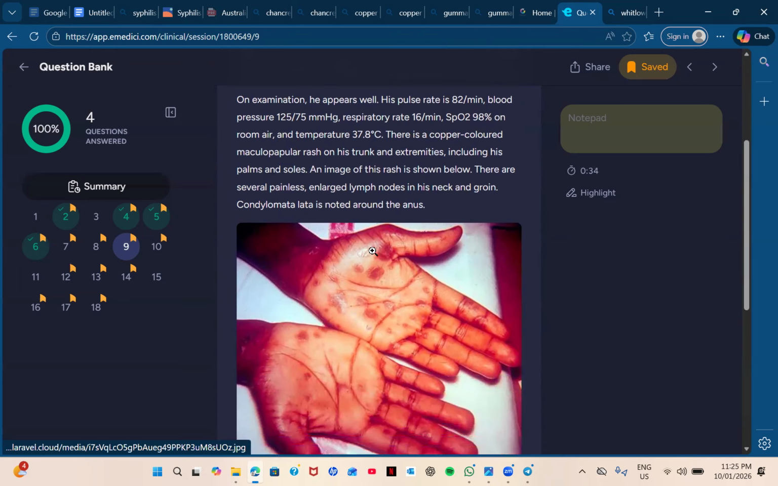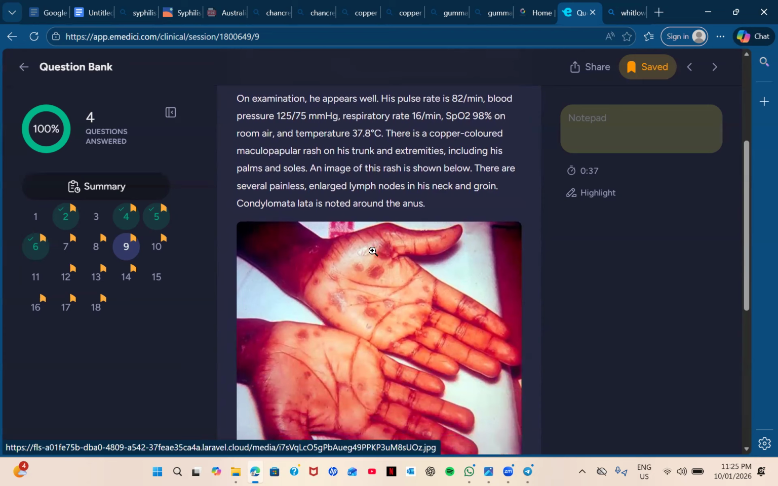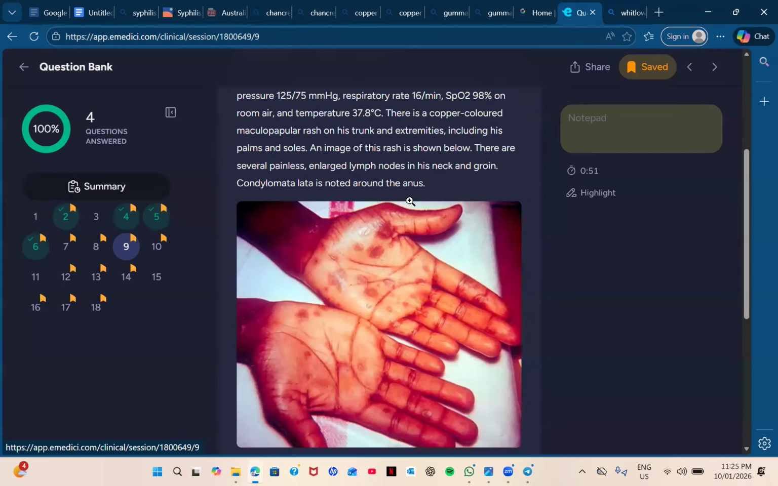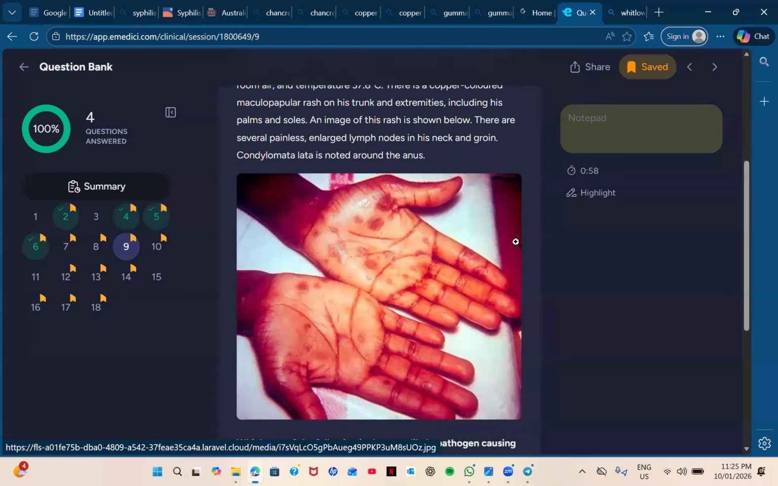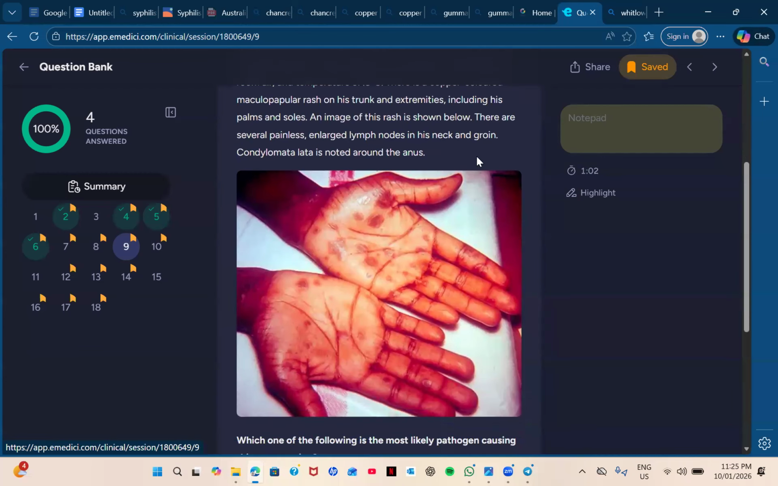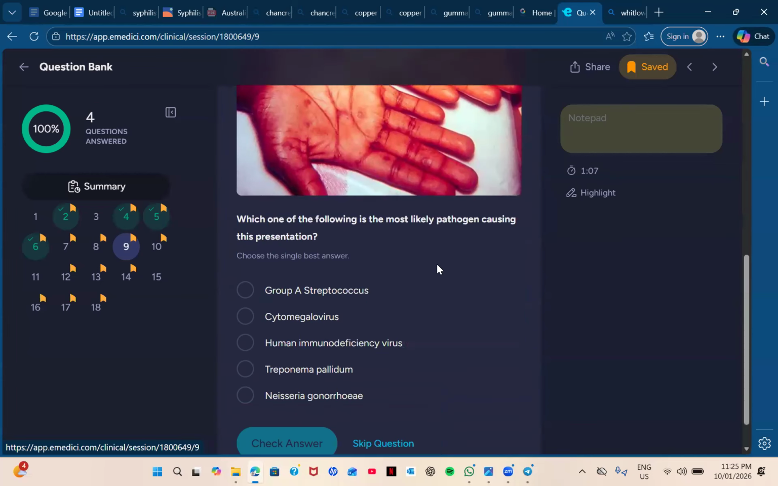On examination, he appears well with pulse rate 82, blood pressure 125/75, respiratory rate 16, SpO2 98, temperature 37.8. There is a copper colored maculopapular rash on his trunk and extremities, including his palms and soles. An image of this rash is shown below. There are several painless enlarged lymph nodes in his neck and groin. Condylomata lata is noted around the anus. Which one of the following is most likely the pathogen causing this presentation?